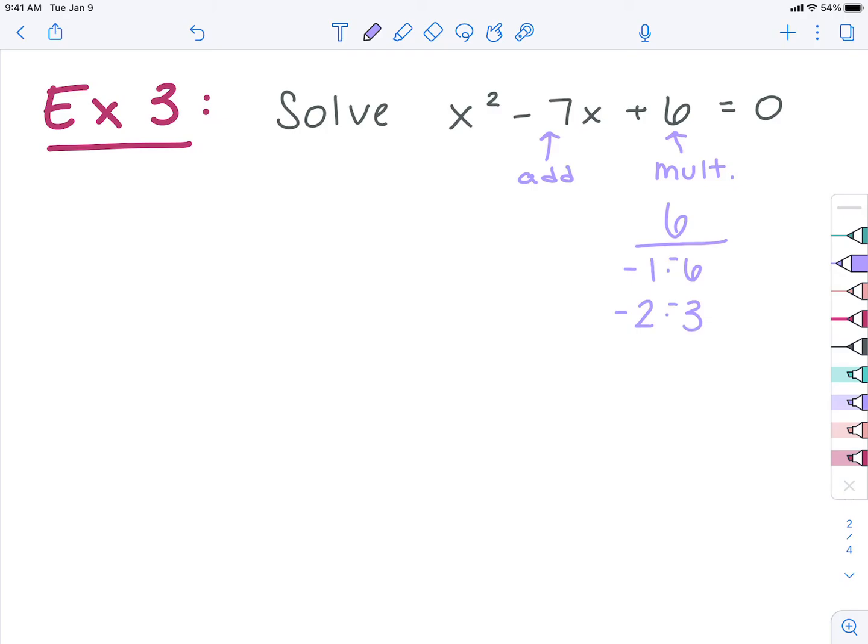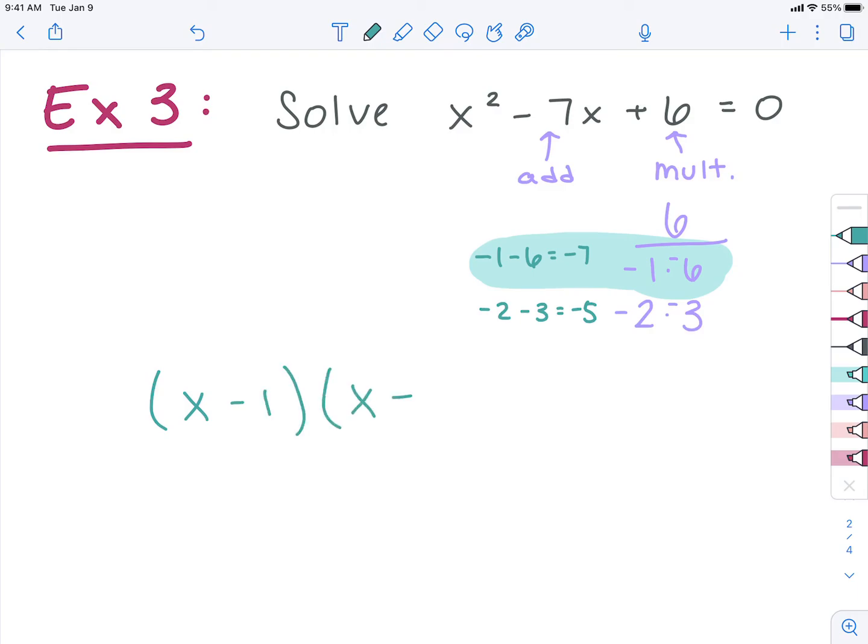So then I'm literally going to say, okay, -1 minus 6 gives me -7. -2 minus 3 gives me -5. I wanted to add to -7. So the factors that I'm going to choose are the ones that multiply to 6, 1 and 6, and add to -7. I don't want to choose 2 and 3 because that adds to be -5. Not what I wanted. So once I do that, then I say, okay, I have x minus 1 and x minus 6 all equals 0.